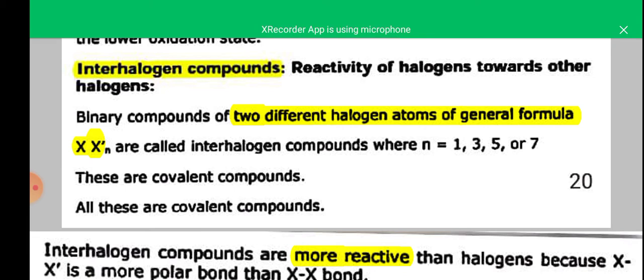That is ICl or IF3 or IF7, like this. All these interhalogen compounds are covalent compounds. Interhalogen compounds are formed by the combination of two different halogen atoms, and they have the general formula XX' n, where the value of n is 1, 3, 5 and 7.